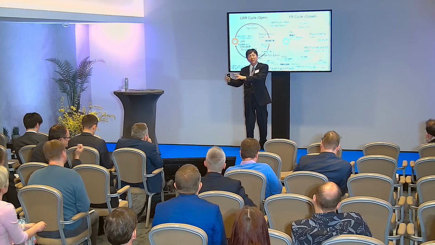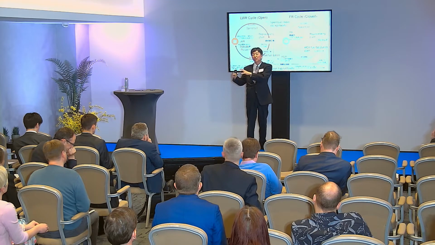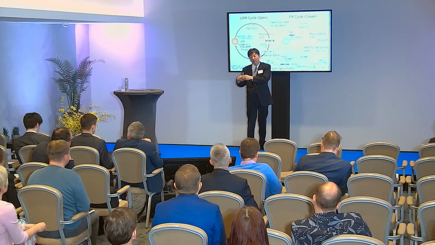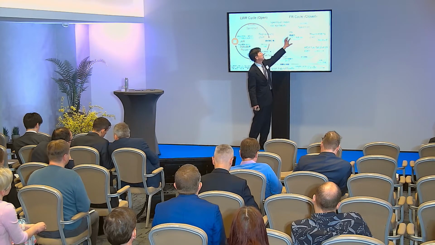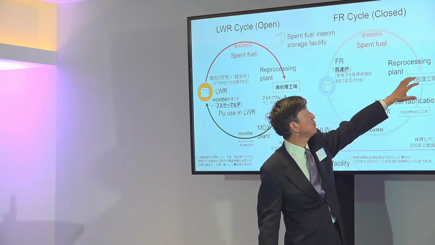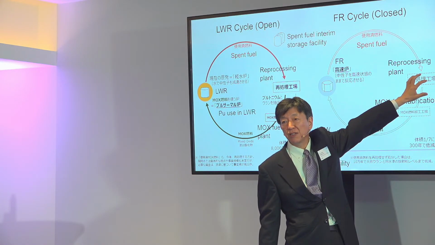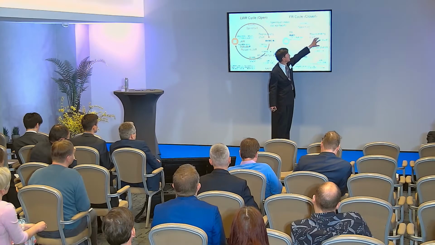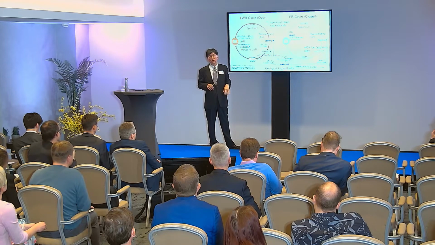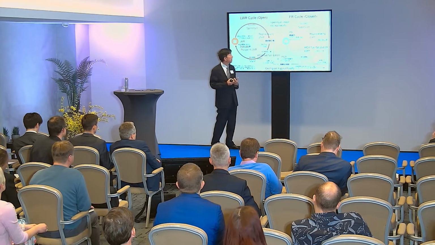And the fast reactor may be used for the plutonium generation, breeding, and also the transmutation of the minor actinide nuclei. So the spent fuel coming from the fast reactor is sent to reprocessing plant again. Maybe the design of reprocessing plant here and here may be a little bit different because the fuel type is different.